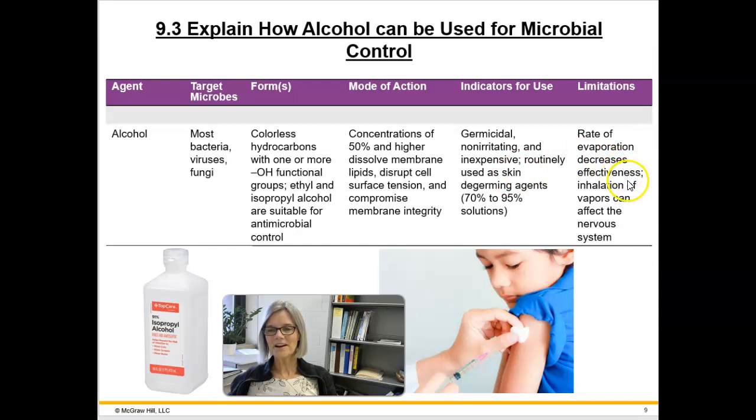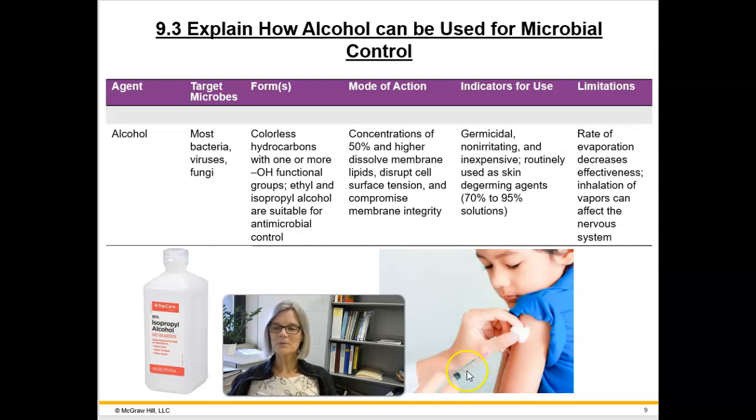One of the things about alcohol, though, is that it evaporates really quickly. The rate of evaporation decreases effectiveness. Now, one of the things that's really common with the use of alcohol is something we call degerming. And alcohol dissolves cell membranes. It says compromises membrane integrity. And they're lipids. And so what alcohol is really good at is dissolving lipids.